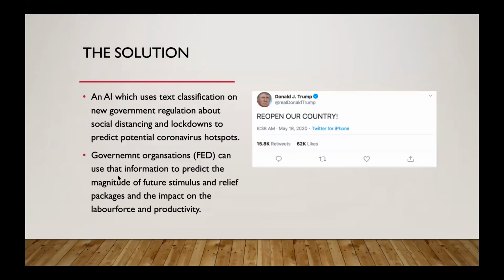So what's my solution? It's an AI called Optimum AI, which uses text classification on new government regulation about social distancing and lockdowns to predict potential coronavirus hotspots. But the second part to this is that government organizations that control a country's monetary policy can then use that information to predict the magnitude of future stimulus and relief packages and the impact on the labor force and productivity.